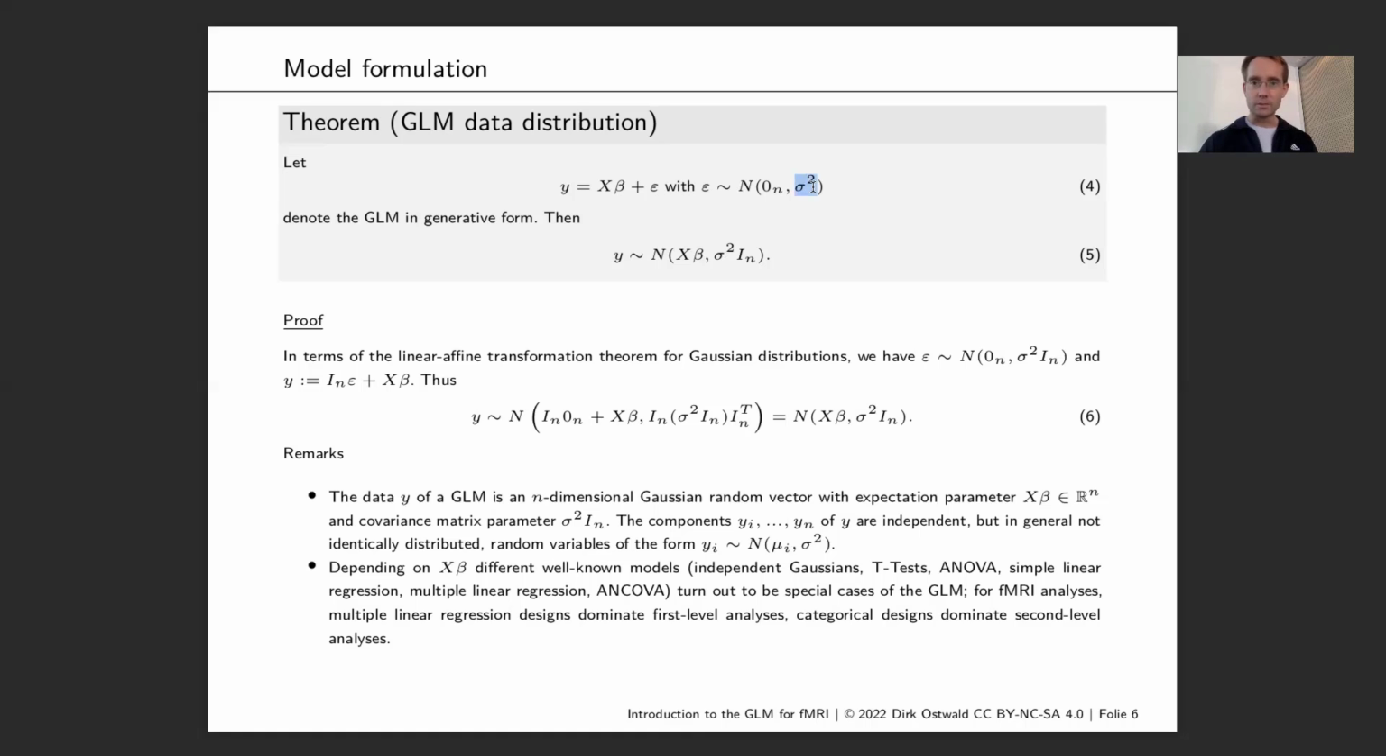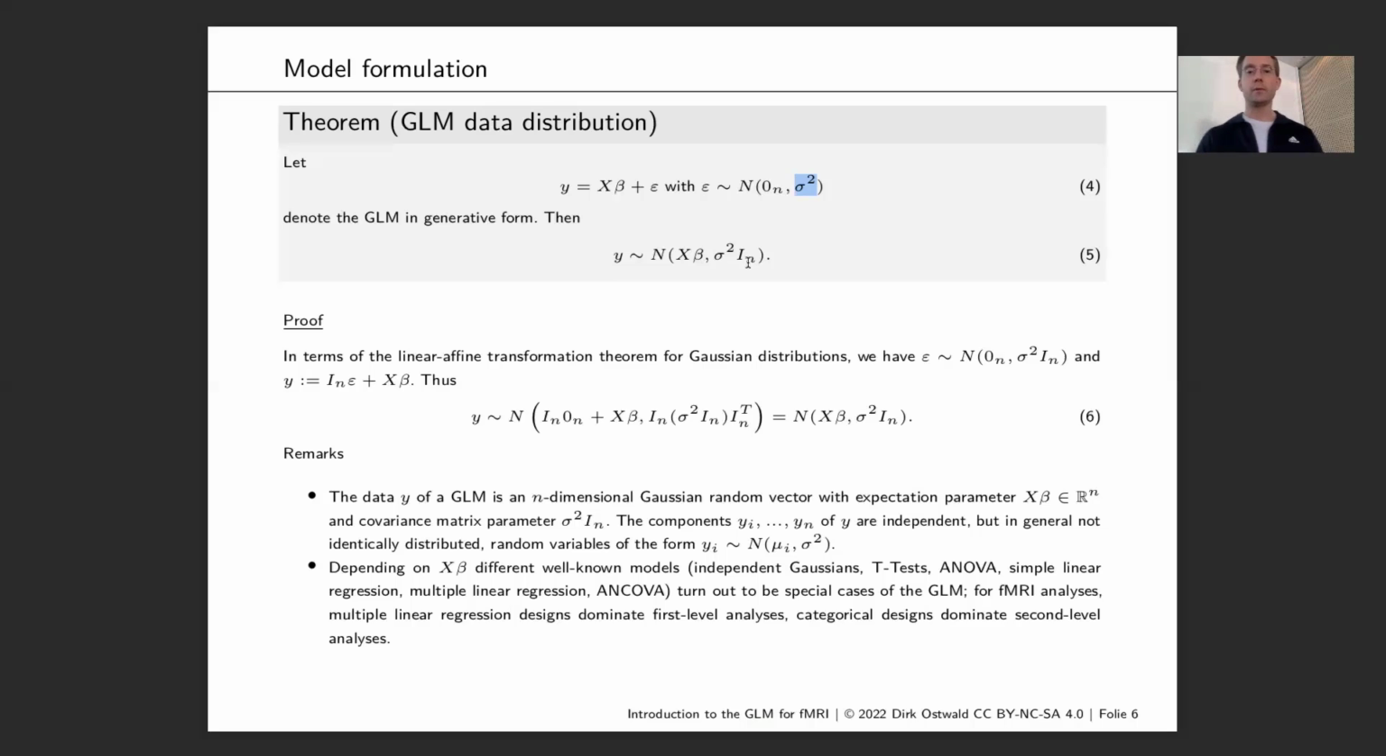There's a typo. This should be sigma squared times IN. Please put an IN behind that. So if we have this model here, y equals x beta plus epsilon, where epsilon is this multivariate vector centered on 0 and spherical covariance matrix sigma squared IN, then from the specification, it follows that the data vector y is distributed according to a multivariate Gaussian with expectation parameter corresponding to this vector x beta and covariance matrix sigma squared IN.